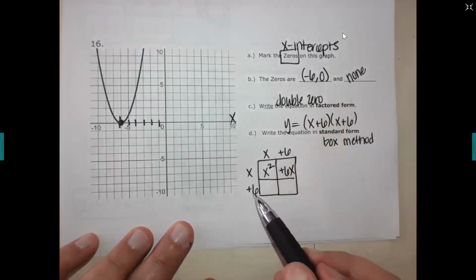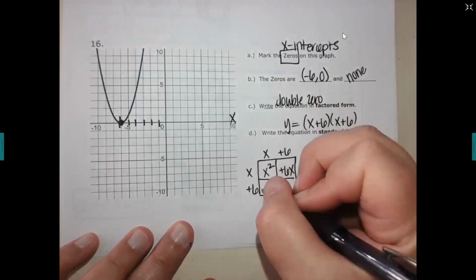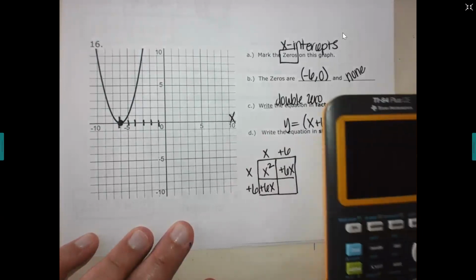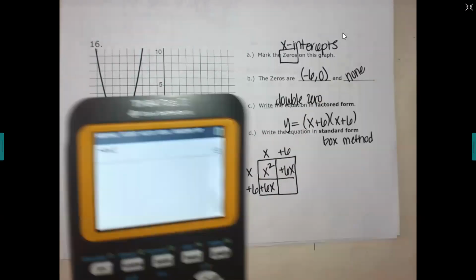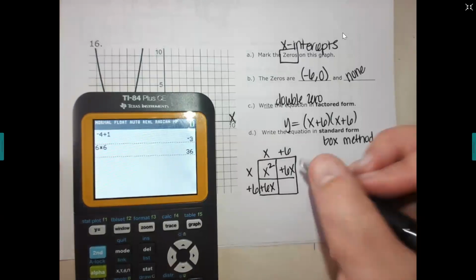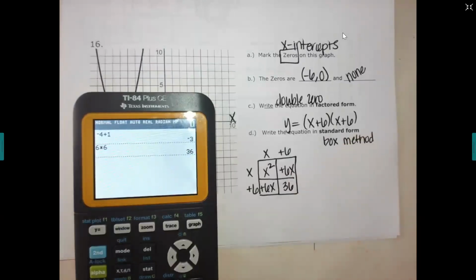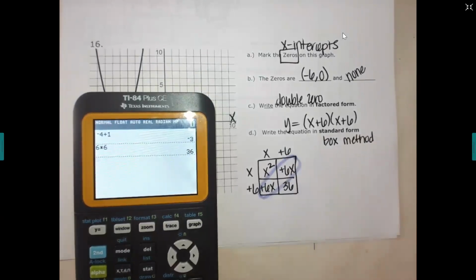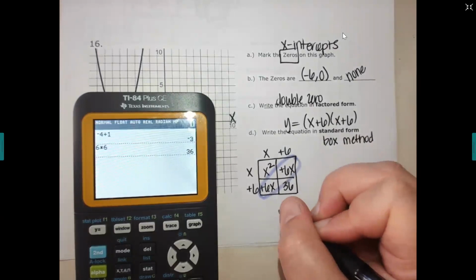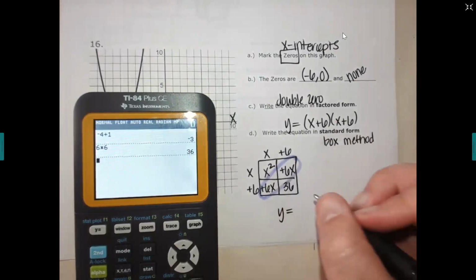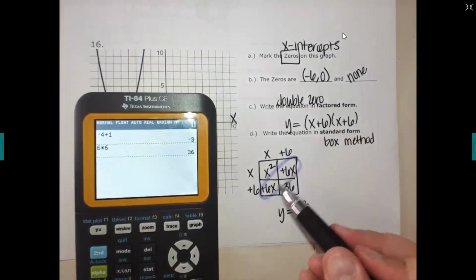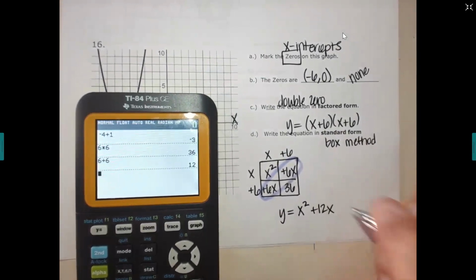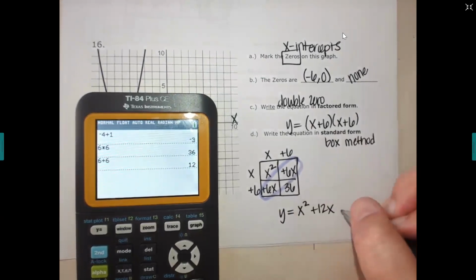Then I move down to my bottom row is a 6. 6 times x is 6x. And then 6 times 6, you can put that into the calculator here. Okay, 6 times 6 is 36. Then from there, remember, we're always combining this diagonal where my like terms are. So for my final answer, it's going to be y equals x squared comes first. 6 plus 6 is going to give me 12x. Notice I'm not putting x in the calculator. And then my 36 here.